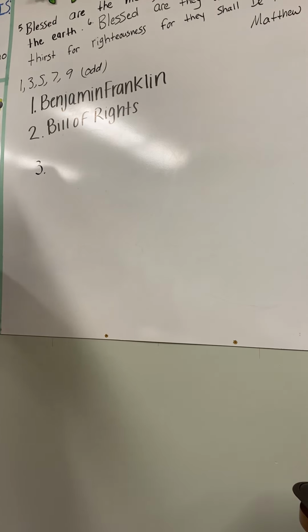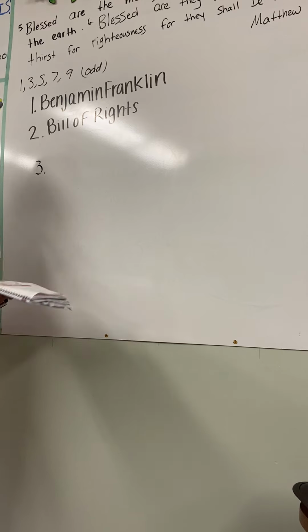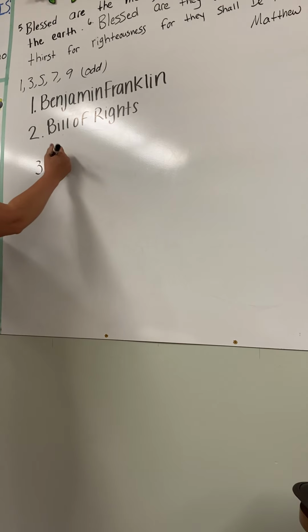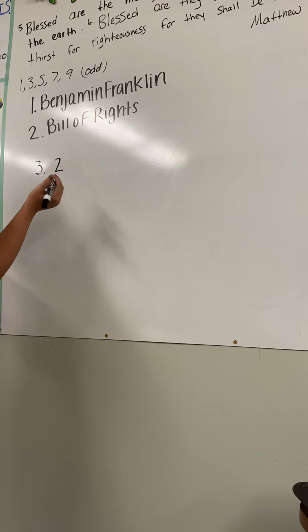Write the Bill of Rights number that allows for each situation. Mr. Braddock is buying a gun. Which Bill of Rights number would allow him to buy a gun? Aiden? 2. Yes, very good. The Second Amendment allows you to purchase a firearm.